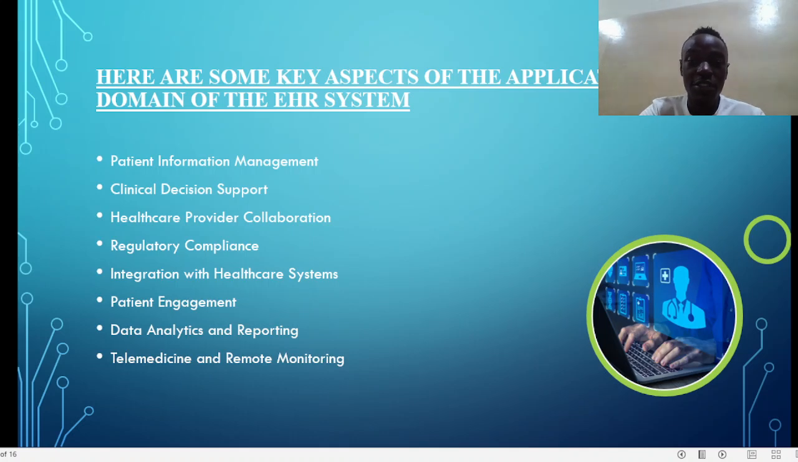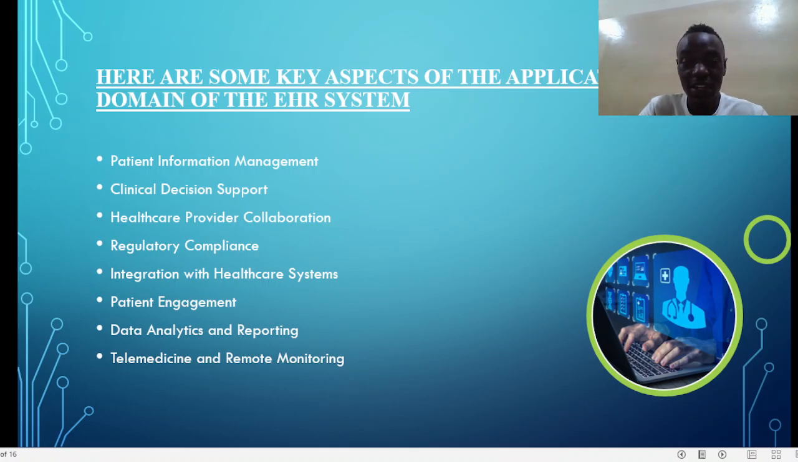We have clinical decision support. My project may include features such as clinical decision support tools that provide healthcare providers with alerts, reminders, and evidence. Then we have healthcare provider collaboration. My system facilitates communication and collaboration among healthcare providers by enabling secure sharing of patient information, referrals, and instructions.